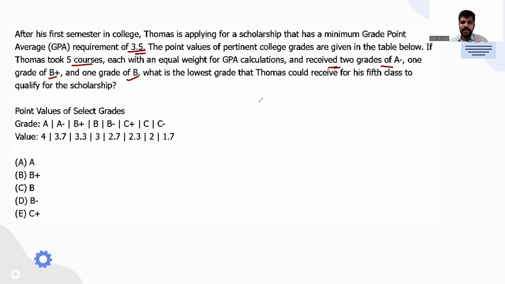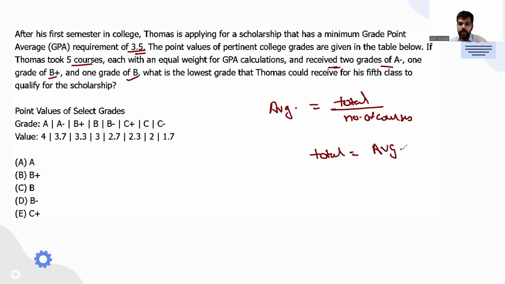So we need to apply again the basic formula that average is equal to total over number of courses. From here, we can write one formula that total marks will come out to be average into number of courses. Total we don't know, average is 3.5 and the total number of courses are 5. If we do this calculation, the total will come out to be 17.5.